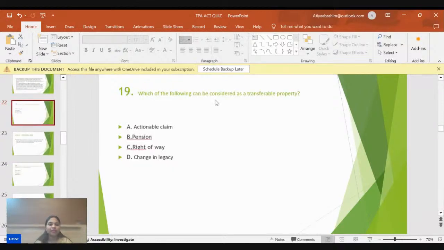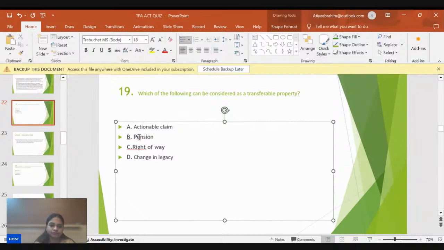Okay, question number 19. Which of the following can be considered as a transferable property? Which of the following can be considered as a transferable property? Actionable claim, pension, right of way, or change in legacy? Tell me.